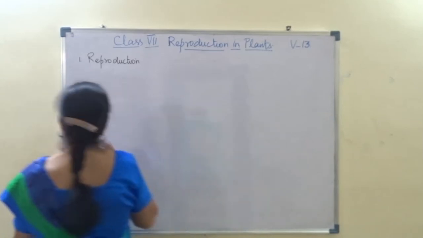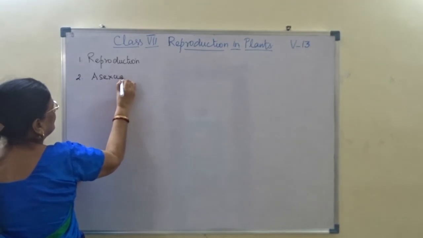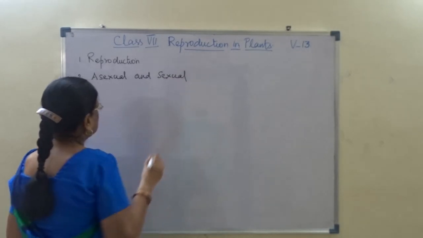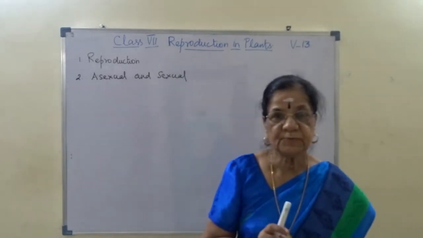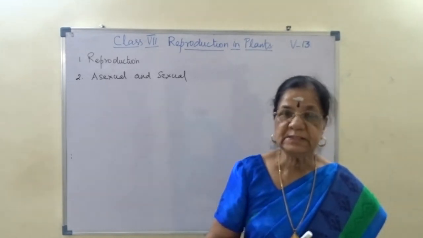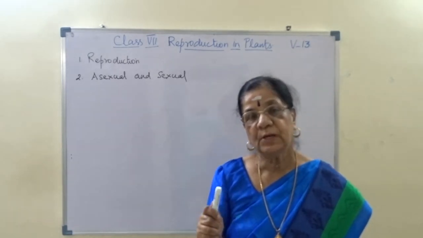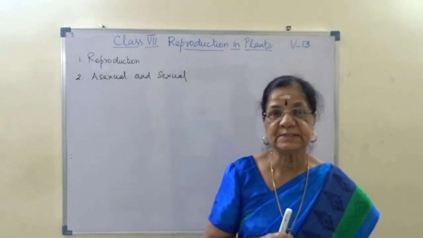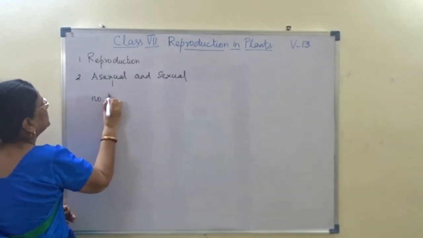Now, what are the types of reproduction? Asexual and sexual reproduction. What is asexual reproduction? When there is no involvement of gametes, or when there is no formation of gametes, it is said to be asexual reproduction. So here, no formation of gametes.